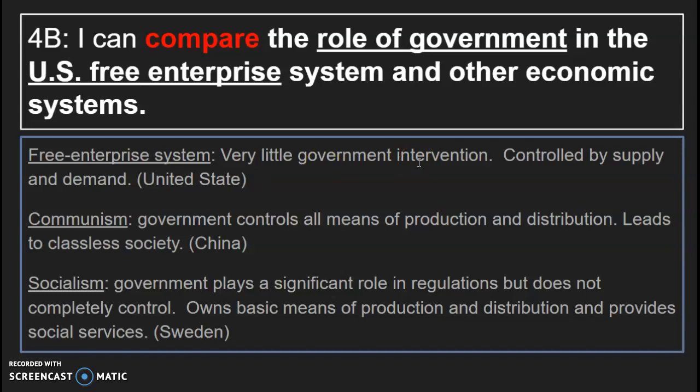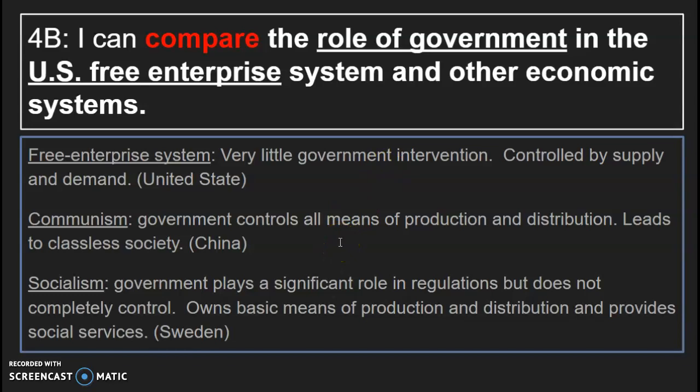So in a free enterprise system, it's very little government control, and people are trying to make a profit off of what they produce and sell. So free enterprise system, that's what we have here in the U.S. Very little government intervention, and that's more regulation just for consumer safety.